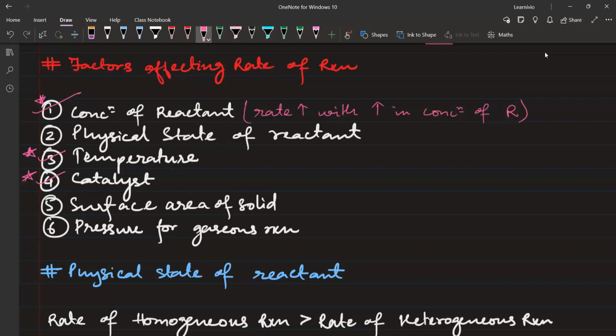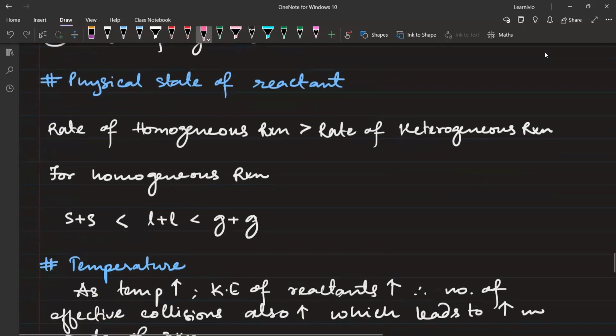First, the physical state of reaction. The rate of a homogeneous reaction will always be equal to the rate of a heterogeneous reaction, because there we do not have to consider physical transformation. A homogeneous reaction is one in which all the reactants and all the products have the same phase: solid, liquid, or gas.